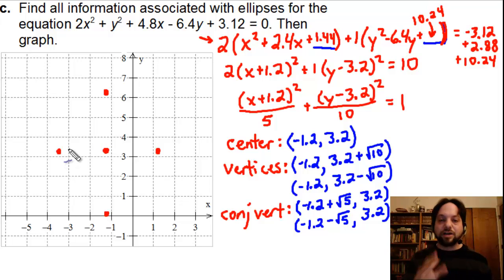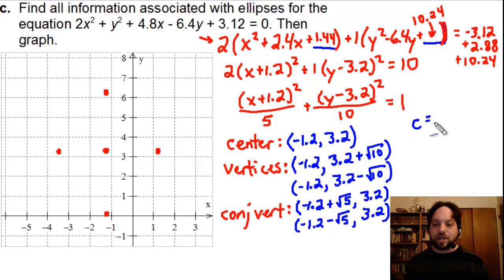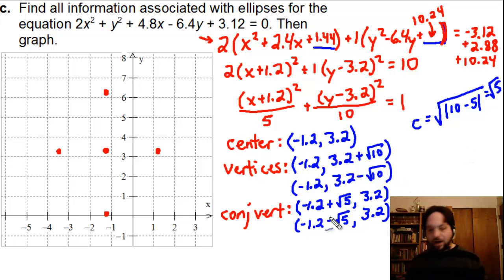All I'm really missing here is my foci. And to do that, all I need to do is a little c equation. Remember that c is going to be the square root of the absolute value of the difference of these. So I can call that 10 minus 5. Doesn't really matter what order I go. And so my focal length is going to be the square root of 5. Let me go ahead and write that down here then.